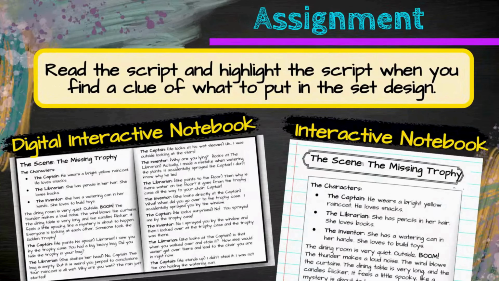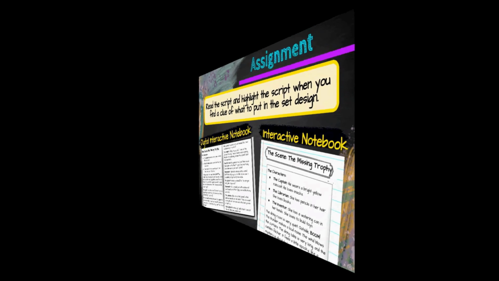So our assignment. I have provided a script, or maybe your teacher will have a different script depending on what they were hoping that you would do. If you've got a class play coming up that you're designing for, they'll probably have that script available for you. So you're going to read the script and highlight the script where you find clues of what to put in the set design. If you are highlighting the script that I have in the digital interactive notebook, I made it so that you could click on it right here and drag it over, and you could choose to highlight the text on that top Google Slides highlighting area. And then for this one, you would use a colored pencil or a highlighter if you have that to highlight the interactive notebook inside of your books.